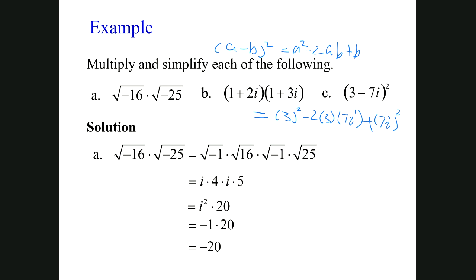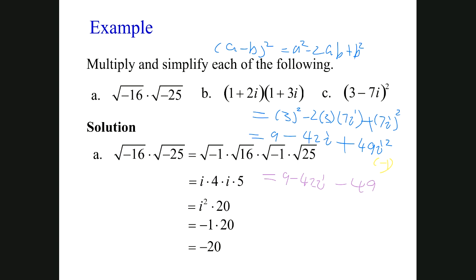So A is 3. Look at that, I just match the formula here, and this will give me the same answer. So this is 9. 2 times 3 is 6, times 7 is 42. So we have 42i, and then plus 49i squared. And we know i squared is -1, so you're going to multiply by -1 here. So we will have 9 minus 42i, and then minus this one, 49.